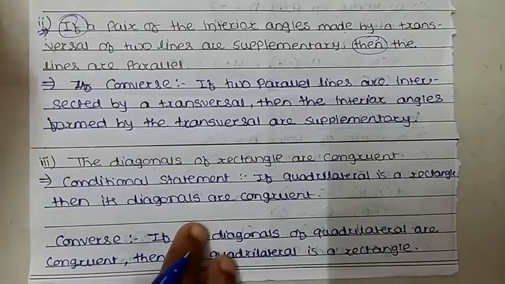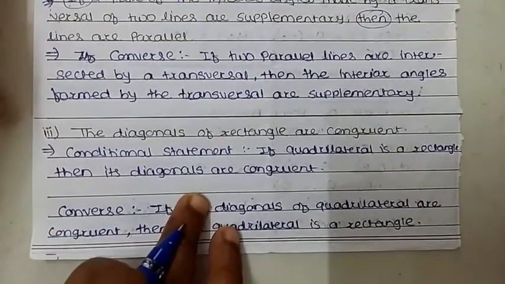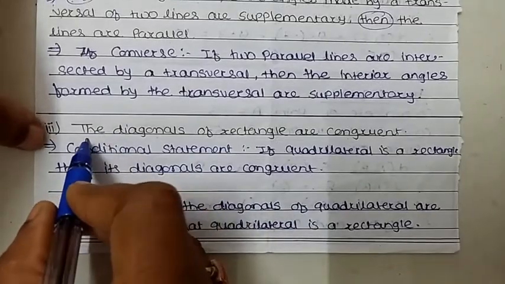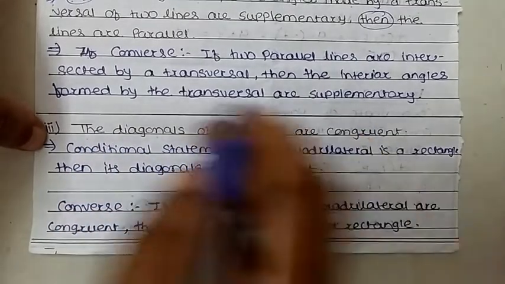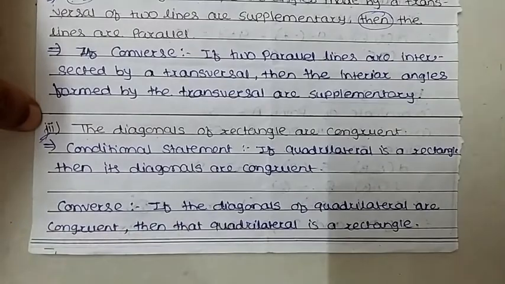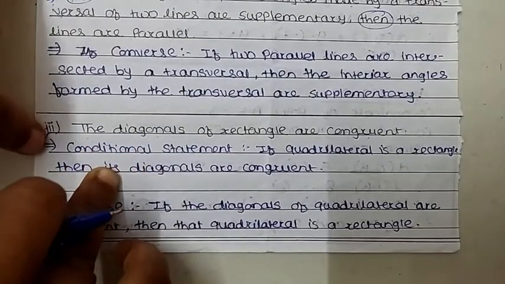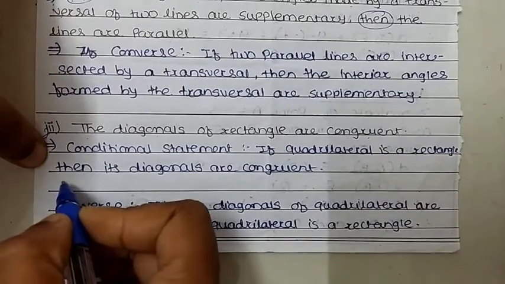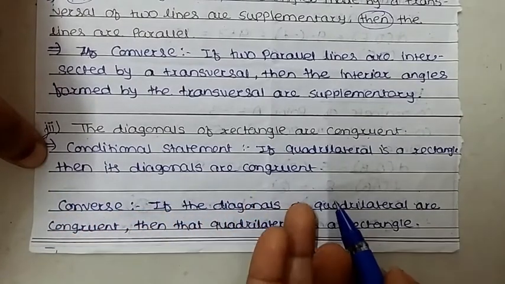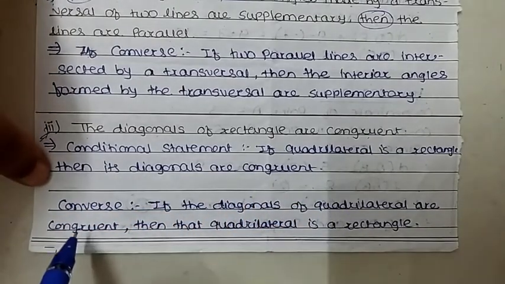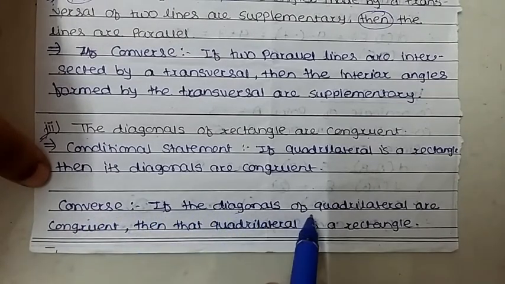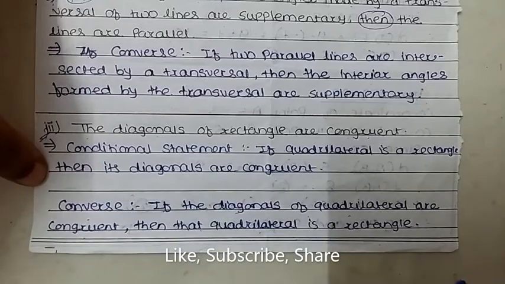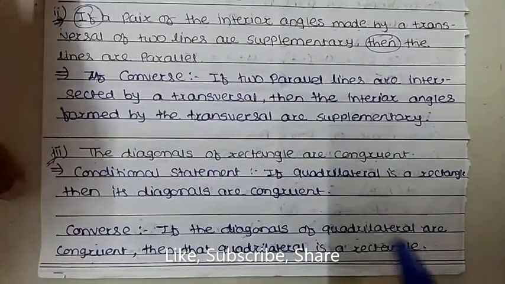Now the third one: the diagonals of a rectangle are congruent. Is this a conditional statement? No. So first convert it: if the quadrilateral is a rectangle, then its diagonals are congruent. What is the converse of this? If the diagonals of a quadrilateral are congruent, then that quadrilateral is a rectangle. We just reverse the statement.